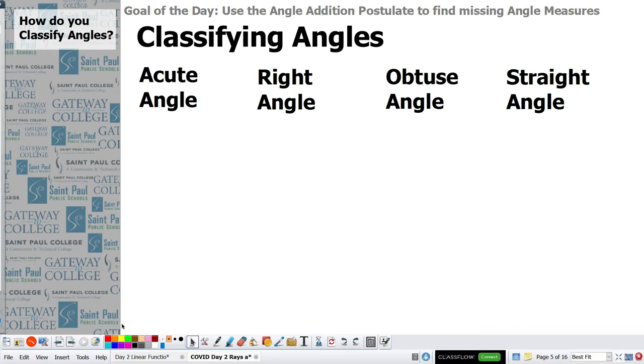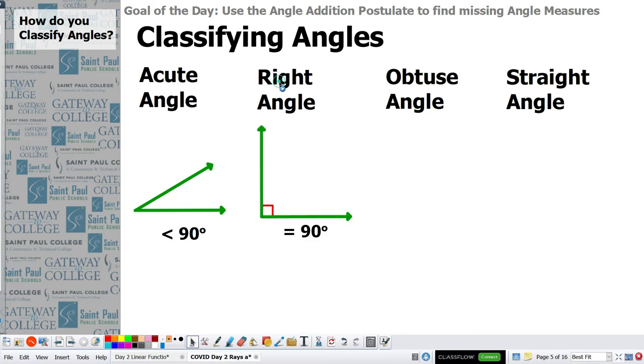Classifying angles. We have an acute angle, which is an angle less than 90 degrees. So it's not open very much. It's a smaller angle. We call that an acute angle. We have a right angle. A right angle equals 90 degrees. In a picture, if it's a right angle, we put a little box in there to show that it is a perfect right angle. That's what the box means. It's a 90-degree angle.